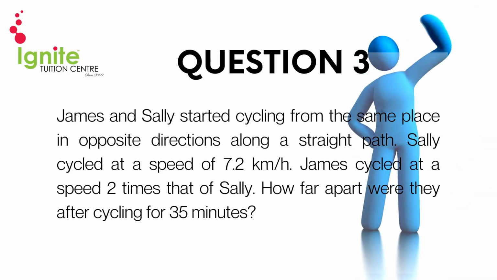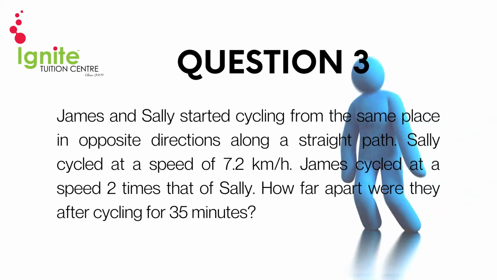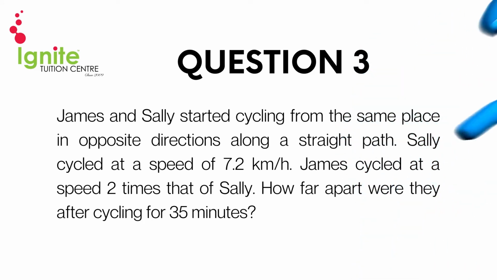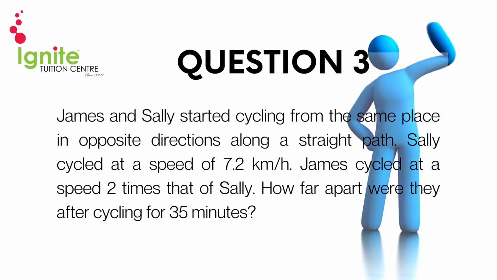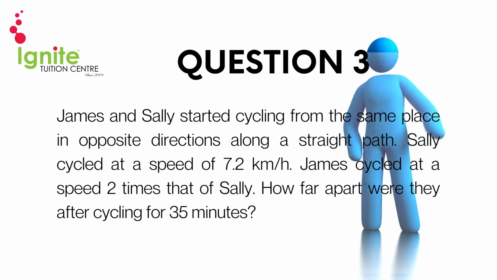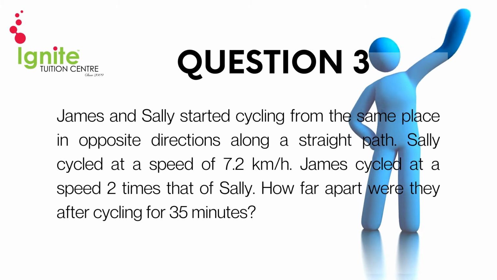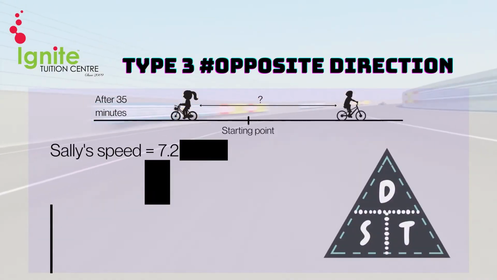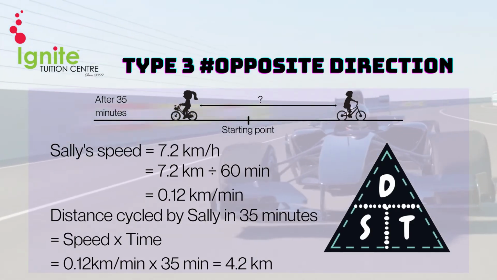Let us try the last question. James and Sally started cycling from the same place in opposite directions along a straight path. Sally cycled at a speed of 7.2 kilometers per hour. James cycled at a speed 2 times that of Sally. How far apart were they after cycling for 35 minutes? This belongs to the third type of questions, which involve opposite directions.